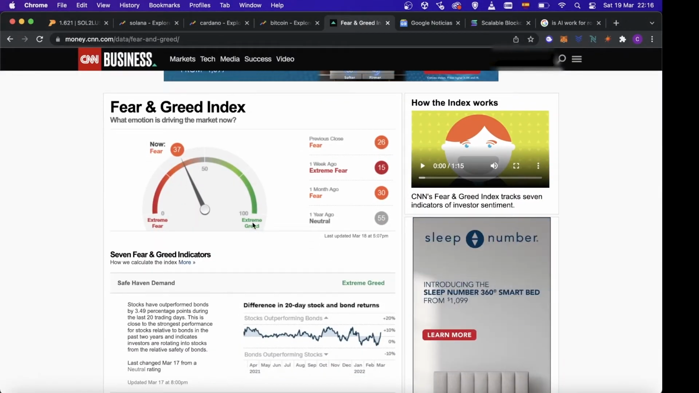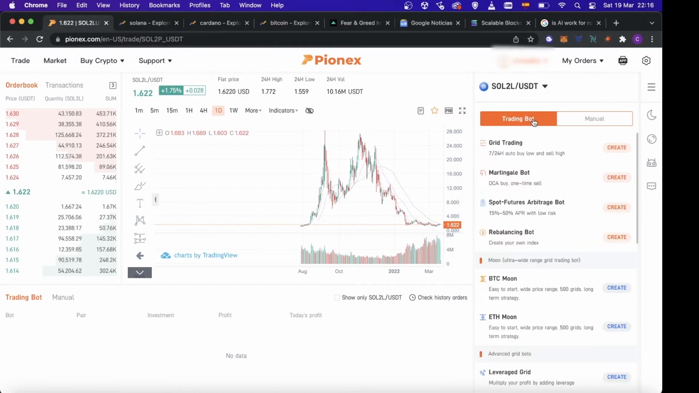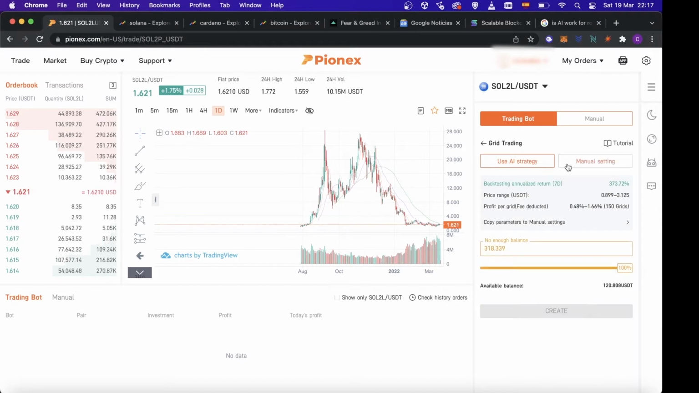Also, we are going to take into consideration the Fear and Greed Index. If there is fear, it's a good time to buy. If there is a lot of greed, the price can drop.